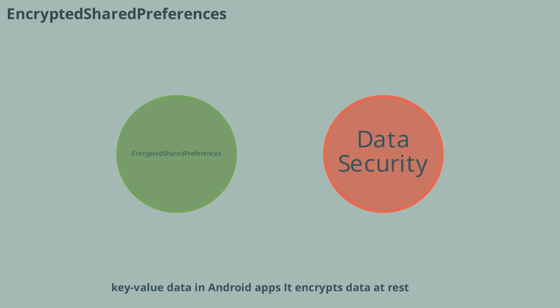It encrypts data at rest, protecting sensitive information like tokens and user settings. By leveraging Android's security APIs, developers can ensure user data remains safe from unauthorized access, enhancing trust and compliance.